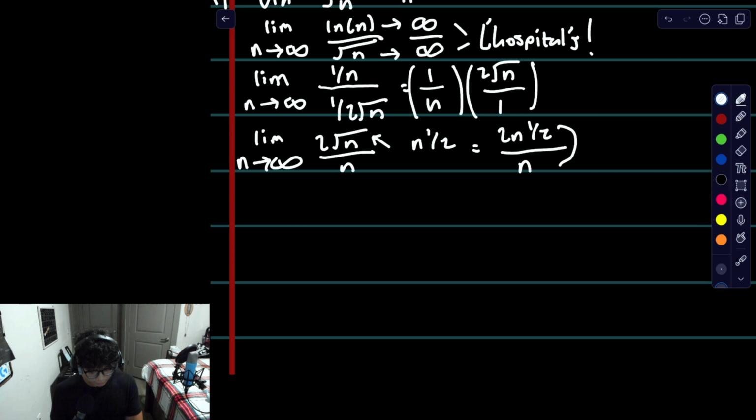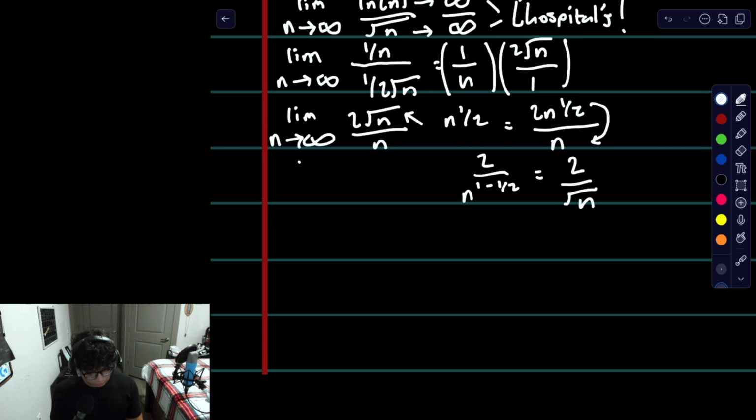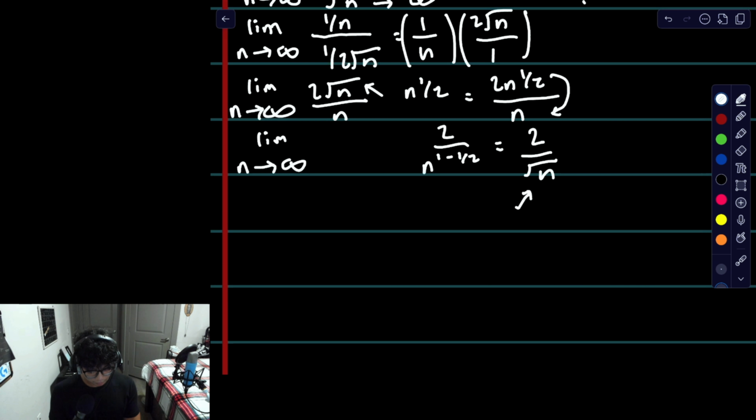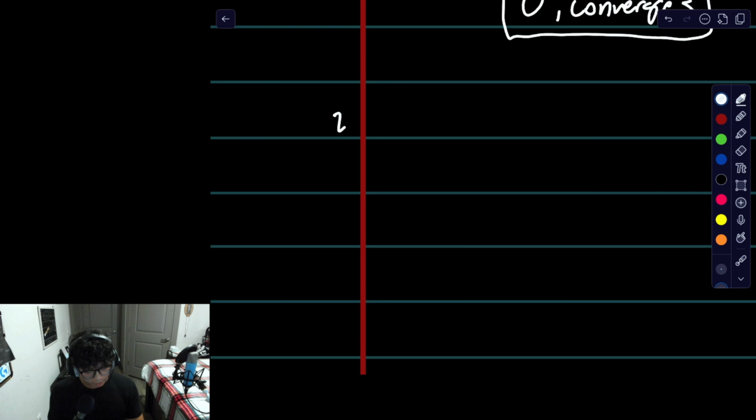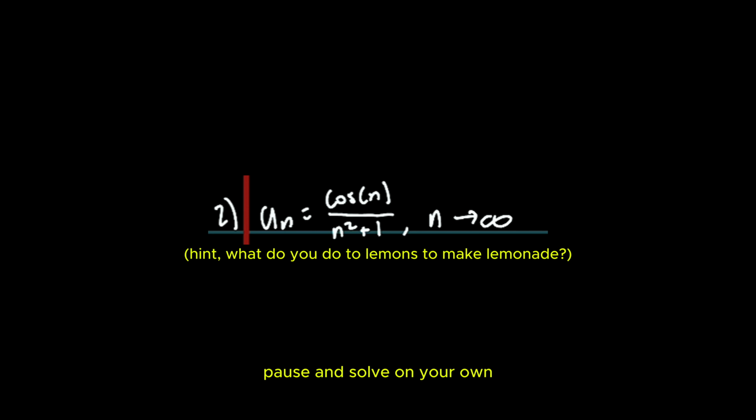So if you brought this n down, you could kind of look at it as 2 over n to the 1 minus 1/2, which is just 2 over the square root of n. And let's make sure to put our limit. And when that n becomes a very huge number, that eventually becomes 0. So this converges. I would now like you to do the second problem on your own.